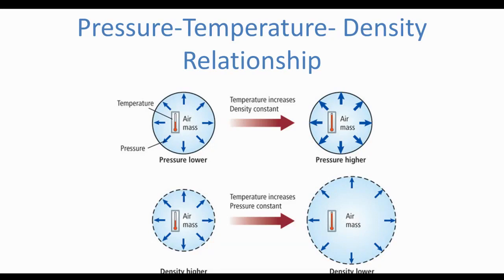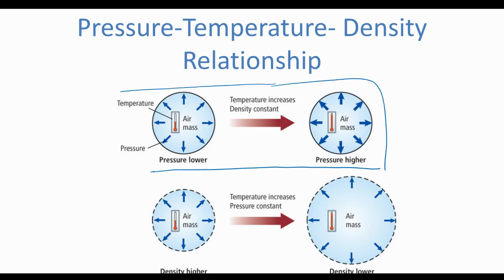In the atmosphere, the temperature, pressure, and density of air are related to each other. What we see in this first example here is that if temperature increases, but density is constant, then pressure increases.